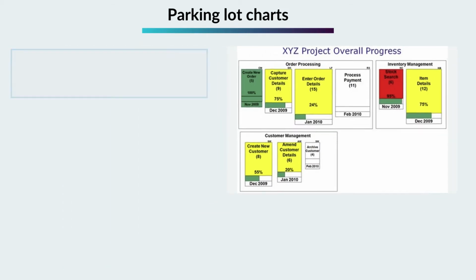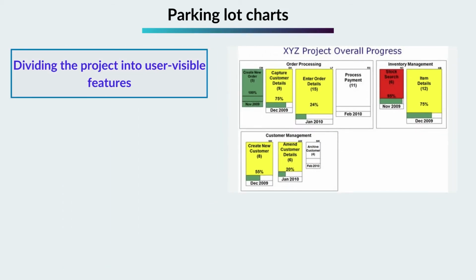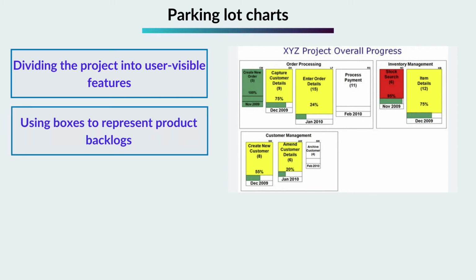Dividing the project into user visible features. The FDD divides the project into user visible features. The features represent high-level capability and value addition to the end user. Using boxes to represent product backlogs. In the parking lot chart, each feature is represented by a rectangular box containing the related items in the product backlog.